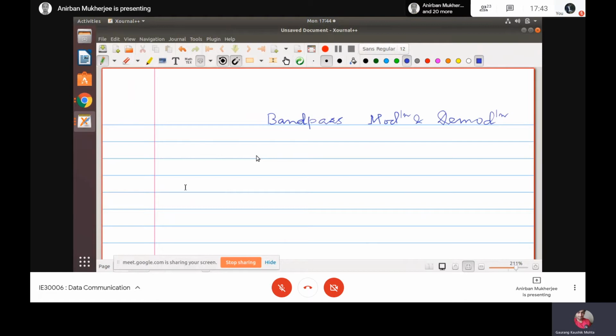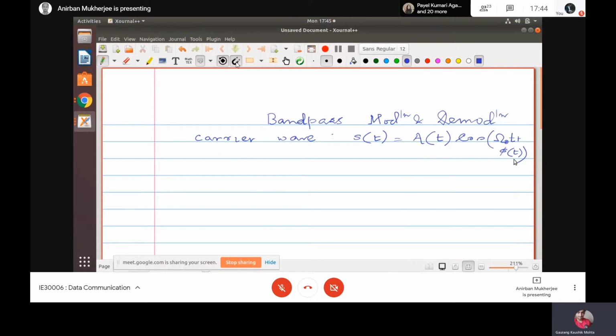Now the general carrier wave is a sinusoid, sine omega t kind of. So I can say S(t) equals some amplitude A(t) cos(omega 0 t plus phi), something like this.